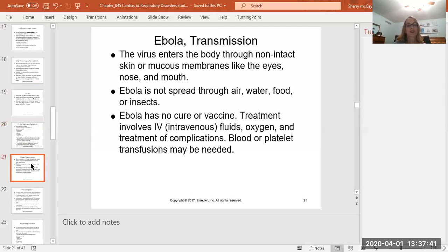Okay, so transmission: the virus enters the body through non-intact skin or mucous membranes like the eyes, nose, and mouth. So if there's a breakage in the skin, it can enter that way also. Ebola is not spread through the air, water, food, or insects. Ebola has no cure or vaccine. Treatment involves IV fluids, oxygen, and treatment of the complications that it produces, okay? Blood or platelet transfusions may be needed.